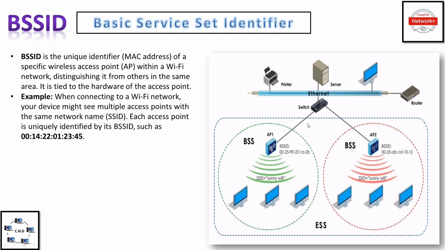So when there is an extended service set identifier, that is when there is a single Wi-Fi network, but it is extended using multiple access points, then the individual access points are identified using the BSSID, that is basically tied with the access point MAC address.